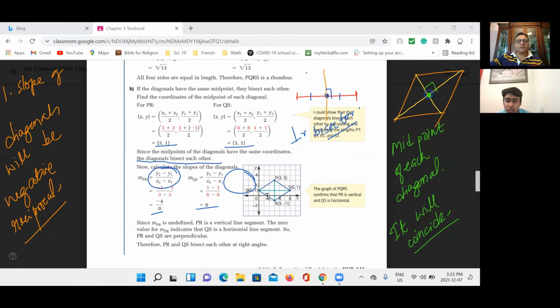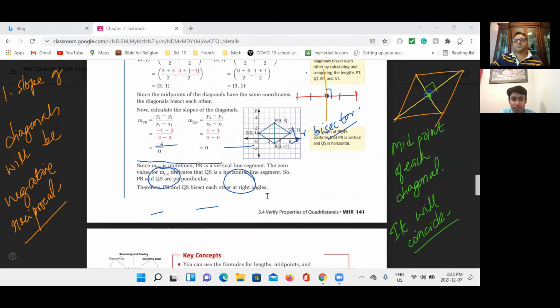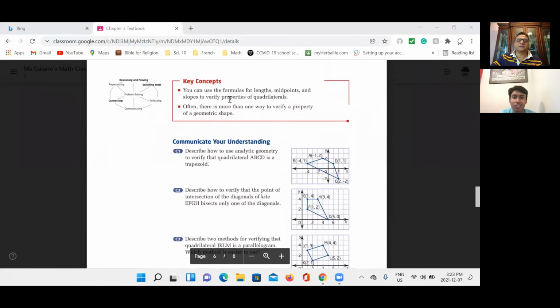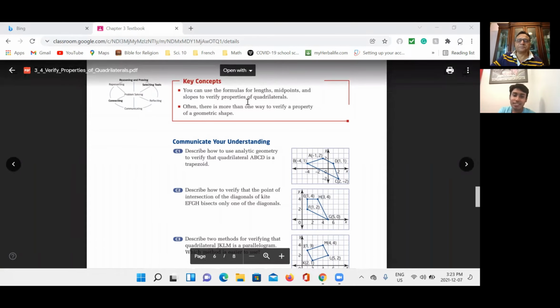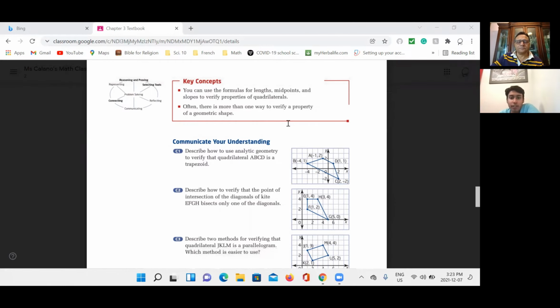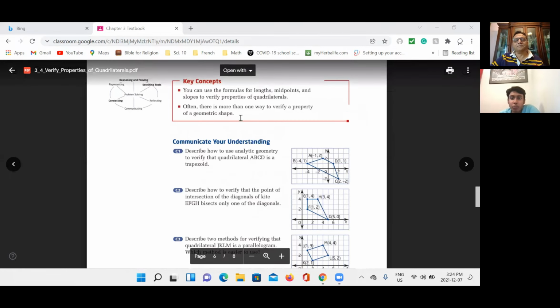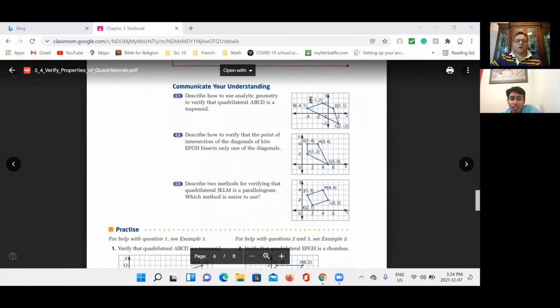Perfect. So let's move on and take the next example. Please read the key concept. So here it tells us the formula for lines, midpoints, and slopes to verify properties of quadrilaterals. Often there's more than one way to verify a property of a geometric shape. Correct. So you have to figure out which is the best and the fastest way to prove it, so that in the examination you save your time. So mainly it's selecting a method and then testing it.